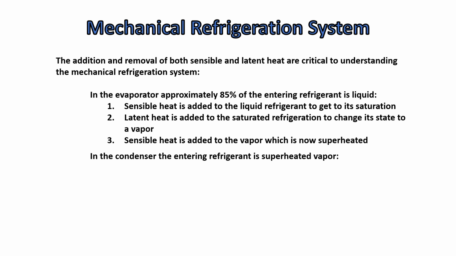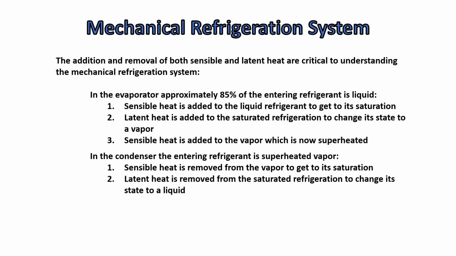In the condenser, the entering refrigerant is superheated vapor. Sensible heat is removed from the vapor to get it to its saturation. Latent heat is removed from the saturated refrigerant to change its state to a liquid. Sensible heat is removed from the liquid, which is now subcooled.